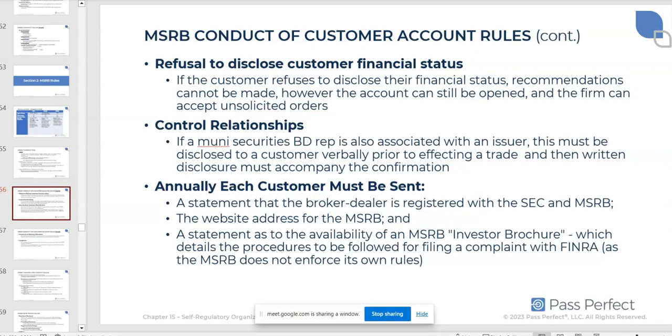However, if a customer calls and says, I want to buy this municipal bond, then of course we can accept an unsolicited order. Unsolicited means the customer calls and says, this is what I want to trade. If the customer picks up the phone first, then we can accept the order.